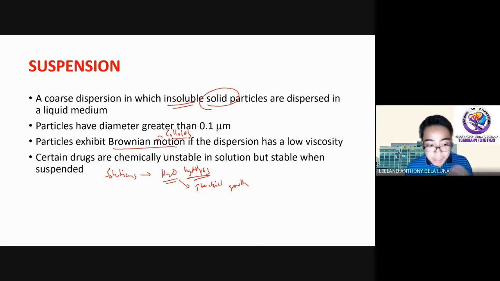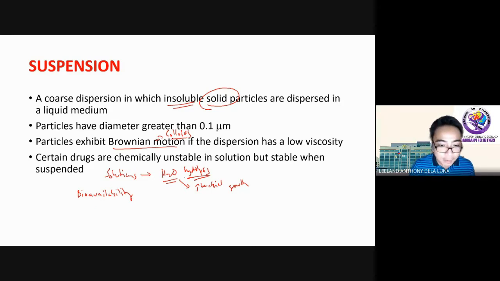Now, in terms of bioavailability, class, familiar naman kayo sa term na ito, di ba? Okay, familiar na kayo sa term na bioavailability. Sino ang mas bioavailable? Solutions or suspension? Okay. Wait lang. Sino ang chat box? Bakit may mag-chat?